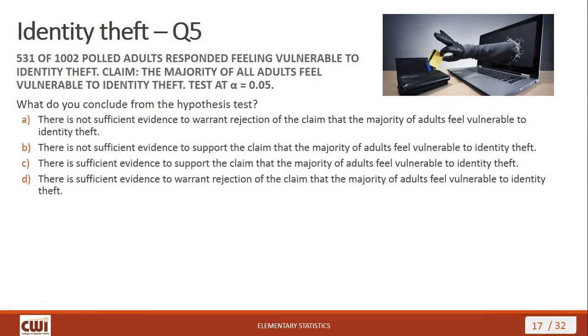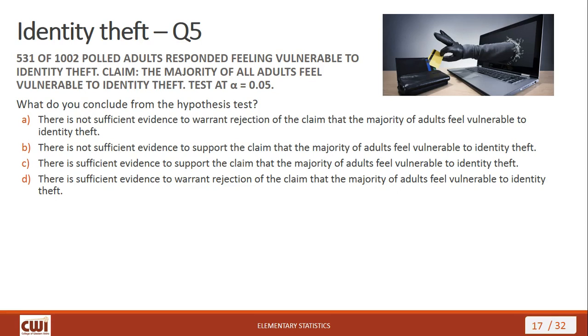The last question asks us, what do you conclude from the hypothesis test? We're given 4 different options for writing out our conclusion. If you read each of these answer options carefully, you will notice that they are almost identical, with 2 major exceptions. One is there is or there is not sufficient evidence, and the second is you're either warranting rejection of the claim or you're supporting the claim.